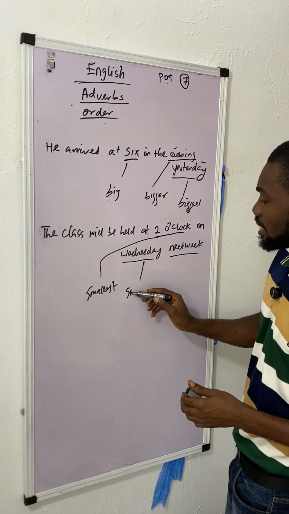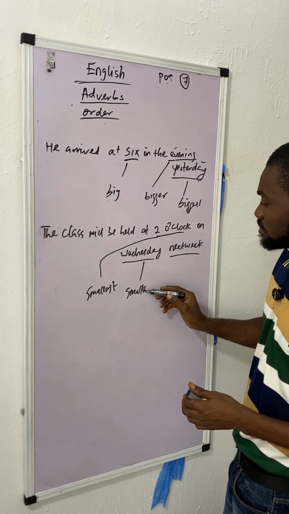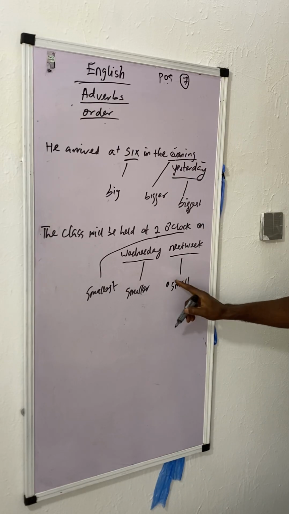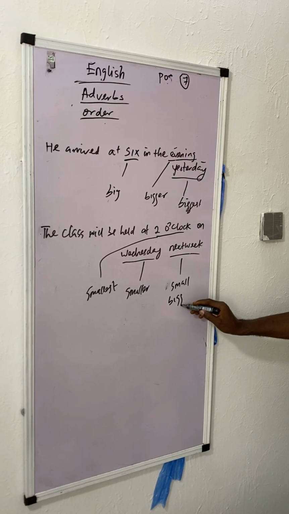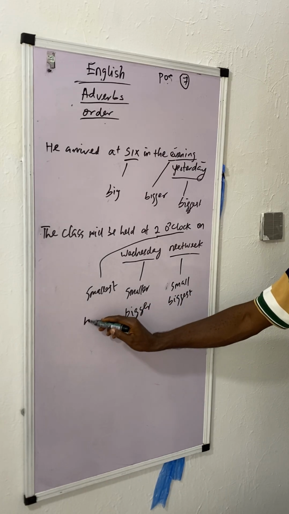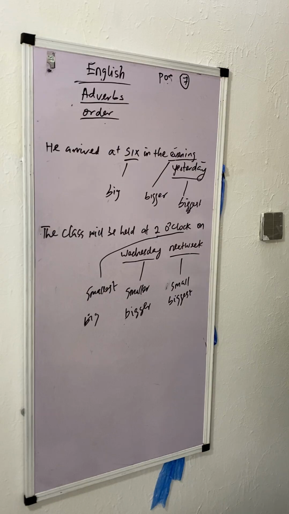Wednesday is what? Smaller. Next week is what? Small, right? Or we can write this as what? Biggest. Bigger. Big, right?